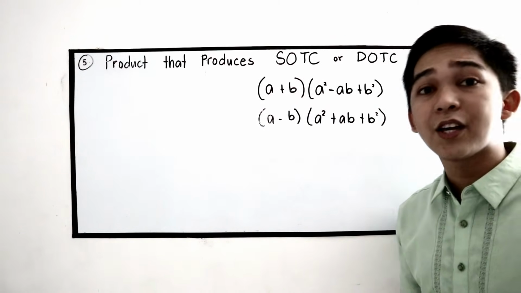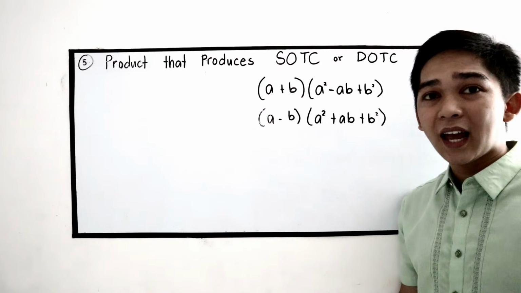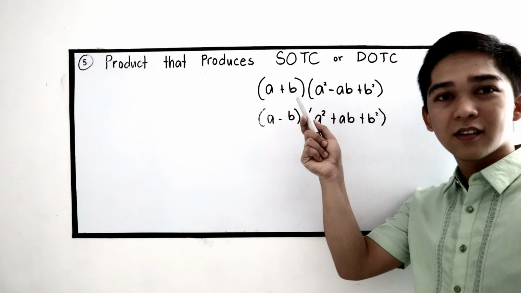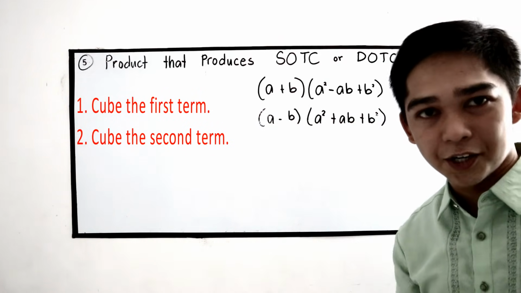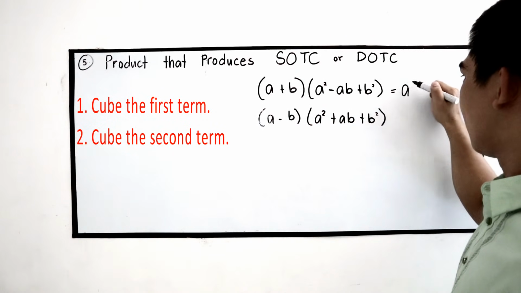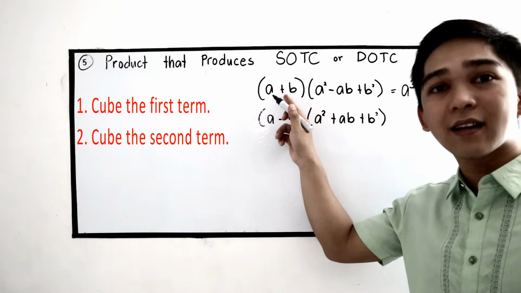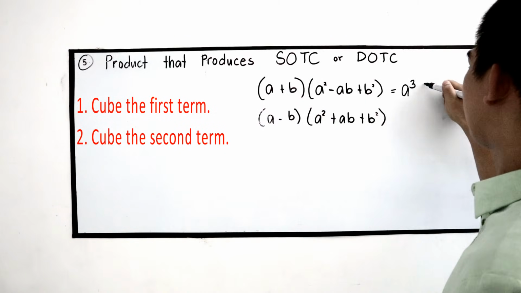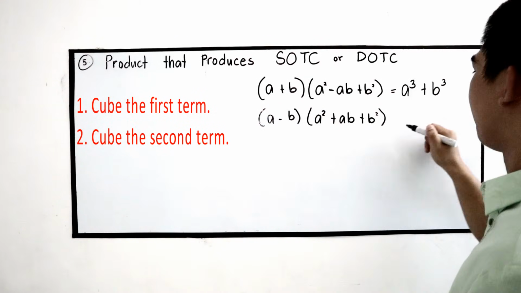Since this is a special product, the shortcut is focus on the binomial. Cube the first term. So that is a cubed. Next, cube the second term. Positive b cubed.